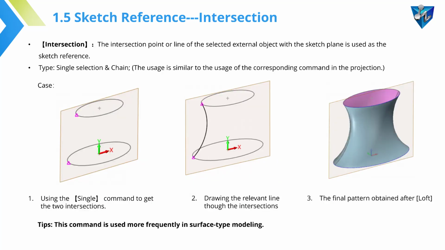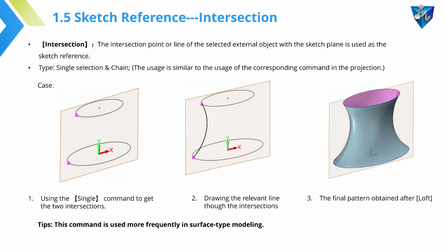And apart from the projection, ZW3D also provides an intersection reference. The intersection reference is normally used to find the intersection point or line of the selected external object with the sketch plane, and it is used as the sketch reference. As you can see from this page, the intersection point of the selected external object and the sketch plane will be highlighted, and after that you can use the intersection point to create other objects such as the arc.